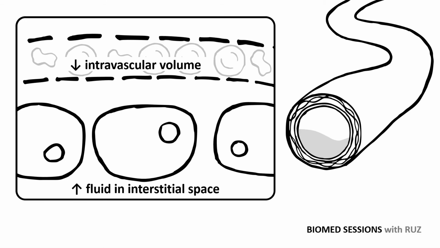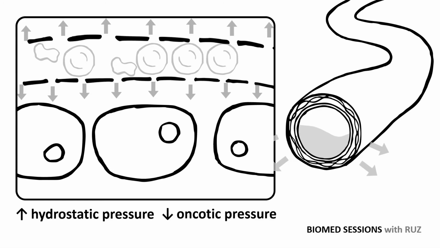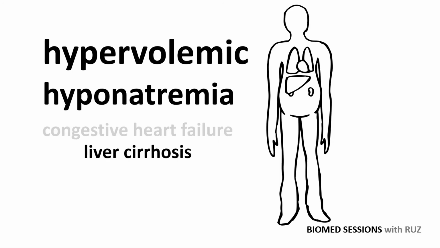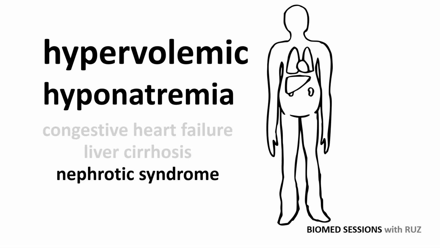Edema essentially signifies an excess collection of fluid in the interstitial space. This happens because there is an increased hydrostatic pressure within the capillaries, meaning that fluid is pushed out. And additionally, there is a loss of plasma proteins, which are usually responsible for oncotic pressure, a force which pulls fluid into blood vessels. Examples of hypervolemic hyponatremia include congestive heart failure, liver cirrhosis, nephrotic syndrome, and renal failure.